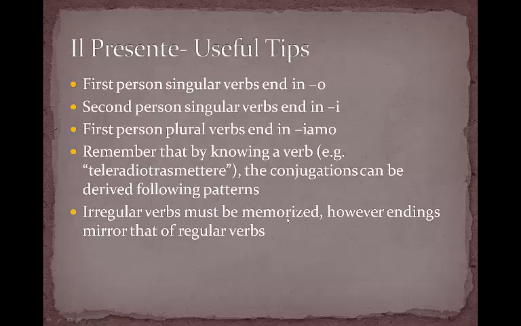And last but certainly not least, irregular verbs, you're just going to have to memorize them. But the one good thing is that at the very least you can get the endings for the irregular verbs correct. It's still ending with an O, ending with an I if you're in the informal second person singular. So keep these tips in mind.